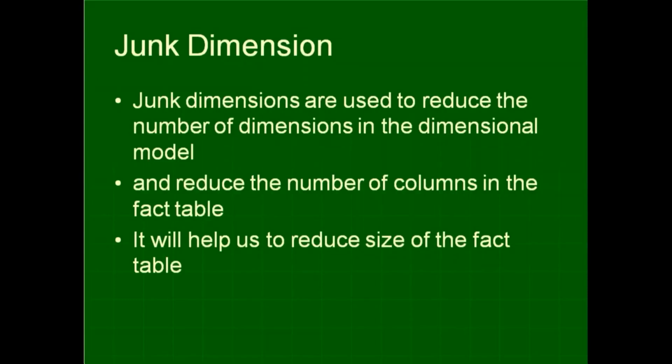Junk dimensions are used to reduce the number of dimensions in the dimensional model. Why do we need to reduce the number of dimensions? If you create more and more dimensions, more joins means reading will be slow. When the reading is slow, the data warehouse will have a lot of performance issues, right? So on day number one, I told you, you have to reduce the number of tables, especially the number of dimension tables. So if you want to reduce, one technique we have used is the denormalization concept, right?